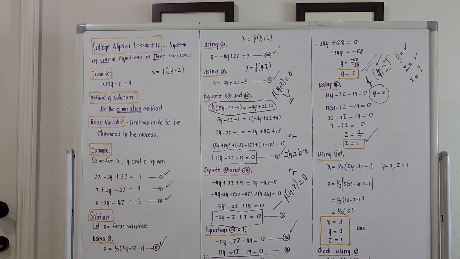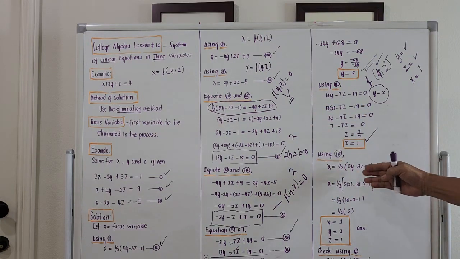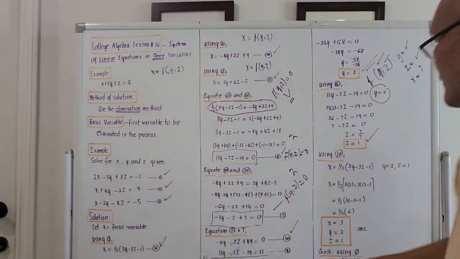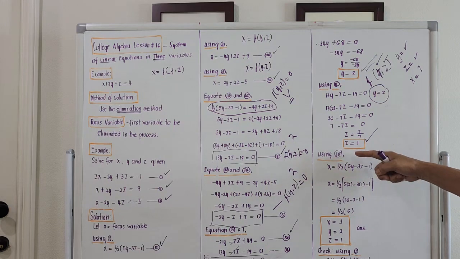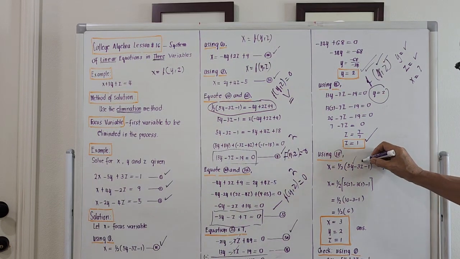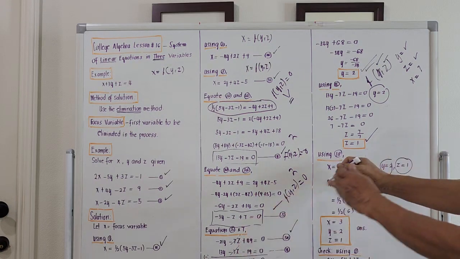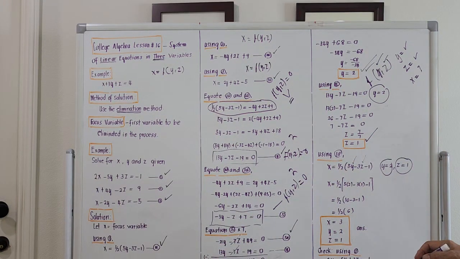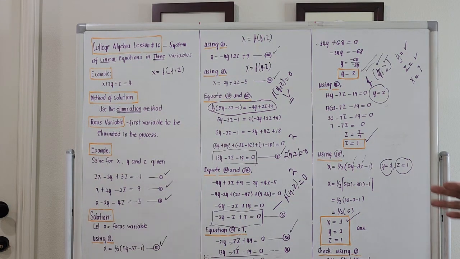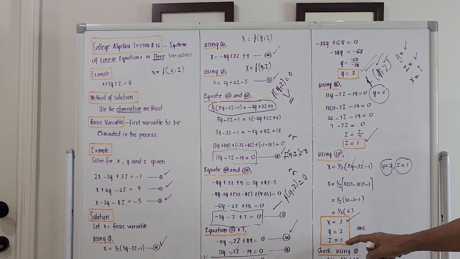I prefer using equation 1a. 1a or 1, they are the same because we just rearrange the terms. Equation 1a is actually 1/2 times the quantity 5y minus 3z minus 1. We now know the value of y and the value of z. Y is equal to 2 and z is equal to 1. Substituting values, and if we simplify, the value of x is actually equal to 3. So the final answer to the solution for tonight will be x is equal to 3, y is equal to 2, and z is equal to 1.